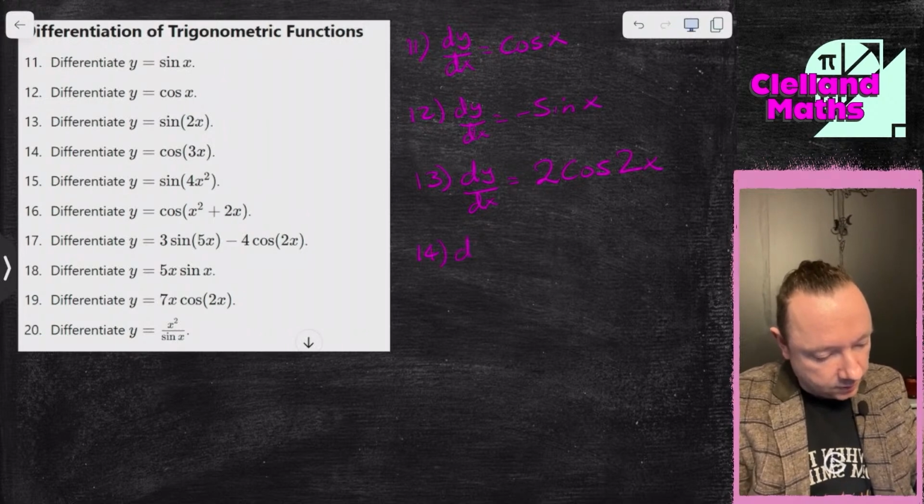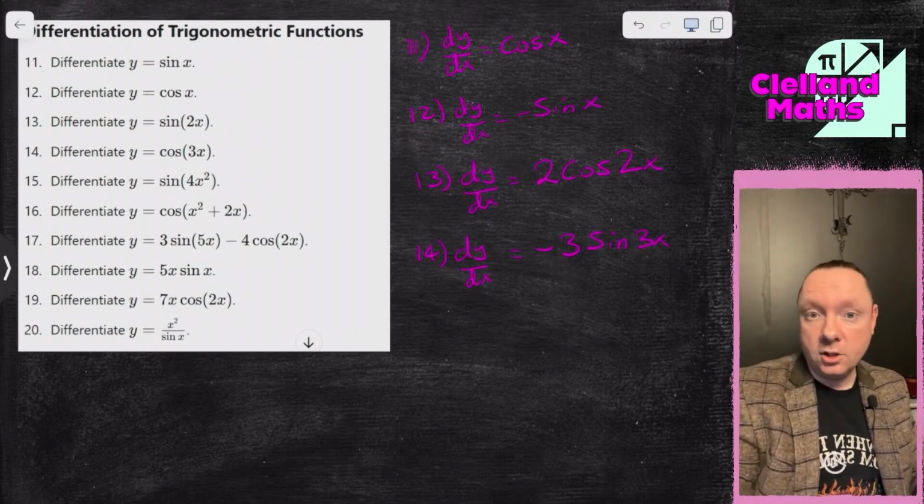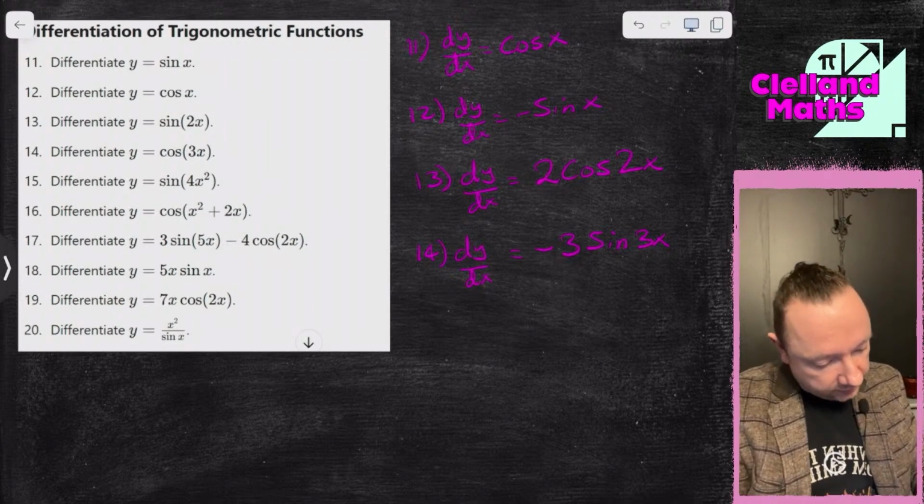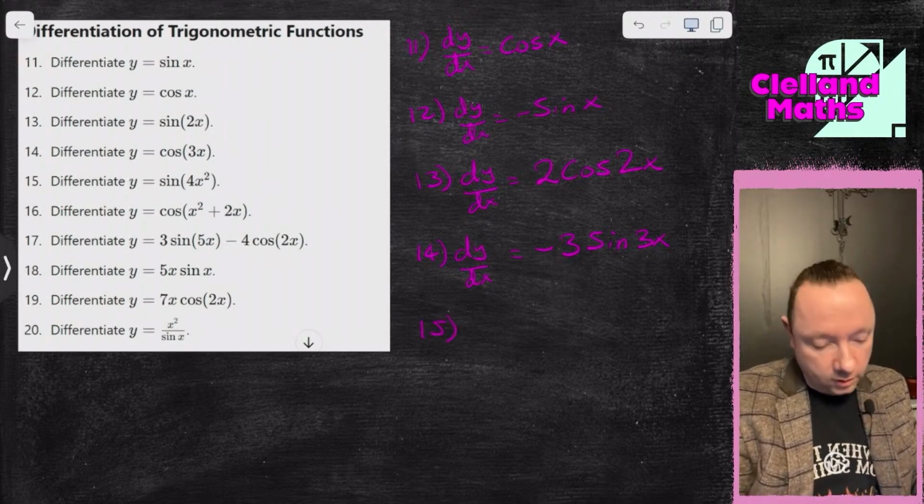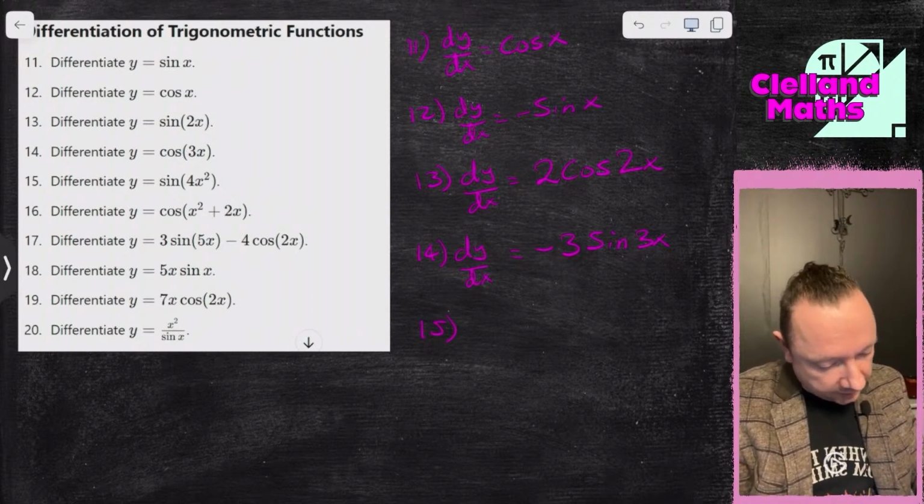14, dy by dx, minus 3 sine 3x. So when you differentiate a function, what have we got? 15. Okay, 15. Sine becomes cos, so I'll write cos 4x squared.